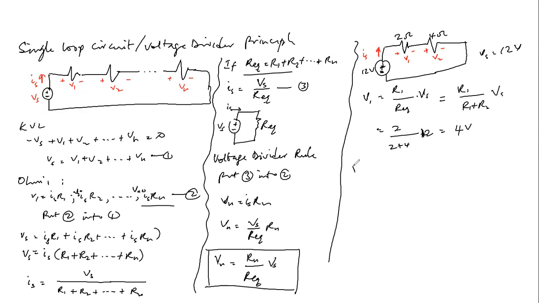The same applies for V2. So for V2, it's R2 divided by R1 plus R2, times Vs. So which will be 4 divided by 6, which is 2 plus 4, times 12. And that gives us 8 volts. Okay? Good.